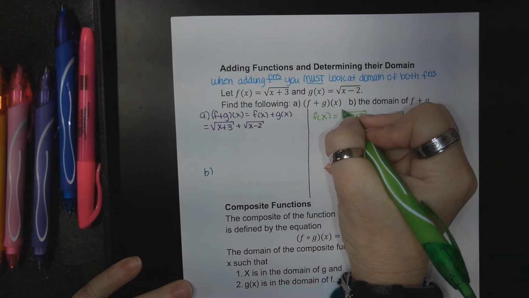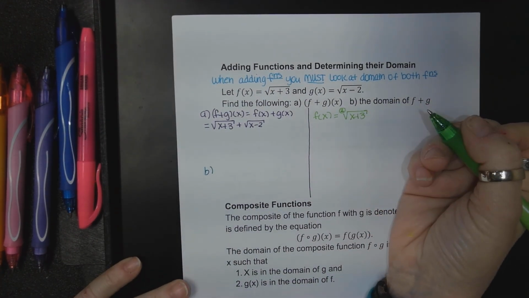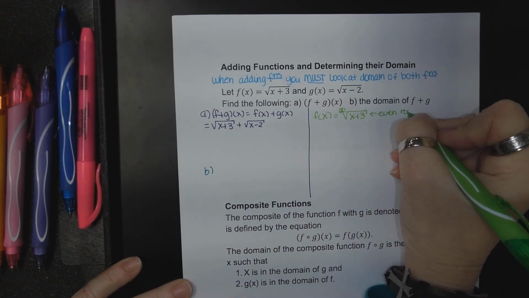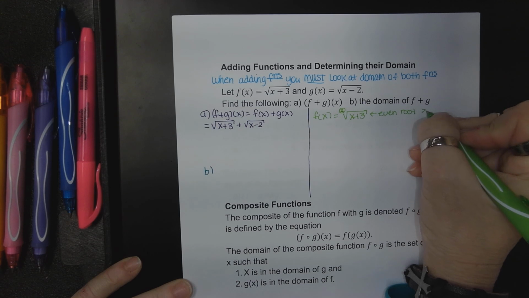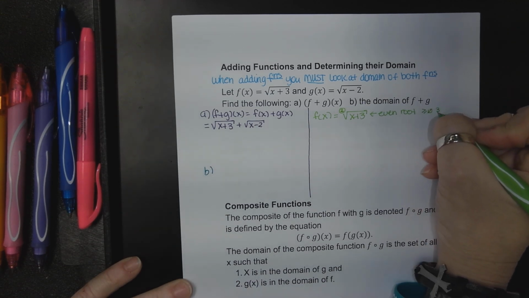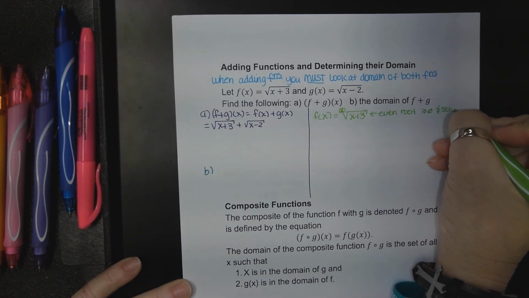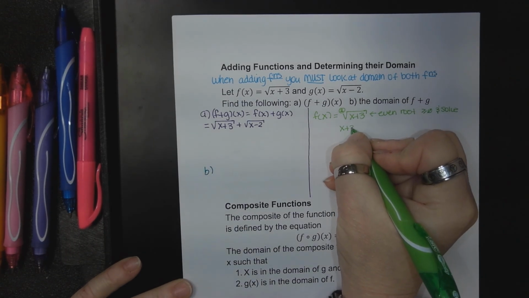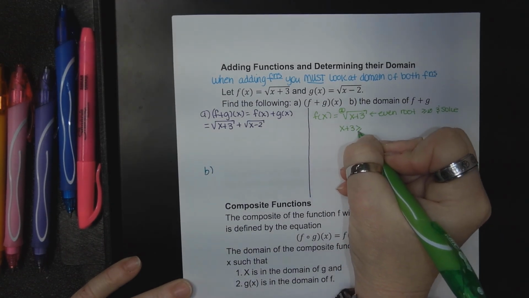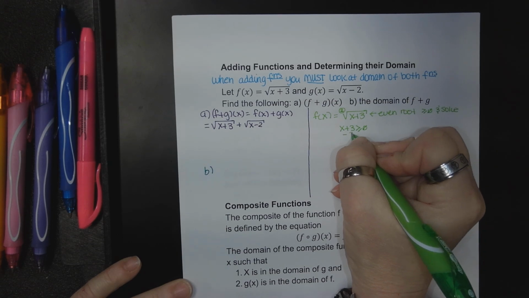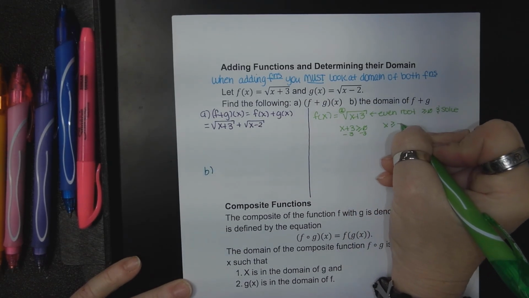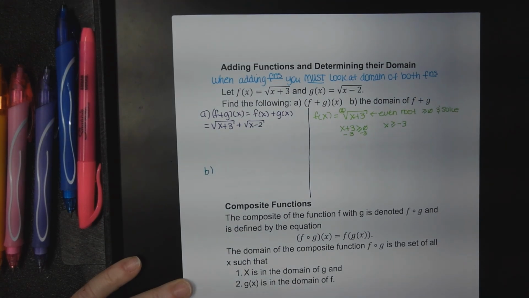So remember there's this little implied 2 up here, which means that it's an even root. When it's an even root, we set it greater than or equal to 0 and solve. So we're going to take our x plus 3, set that greater than or equal to 0 and solve. So we'll subtract 3 from both sides. That's going to give us x is greater than or equal to negative 3, okay?